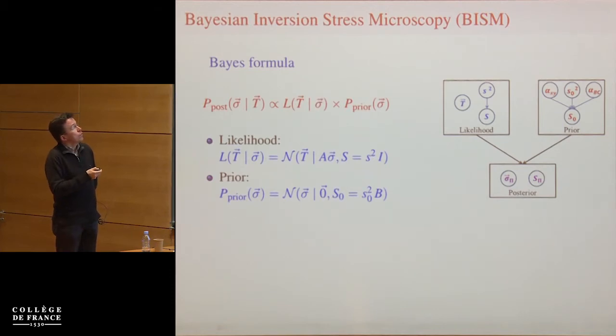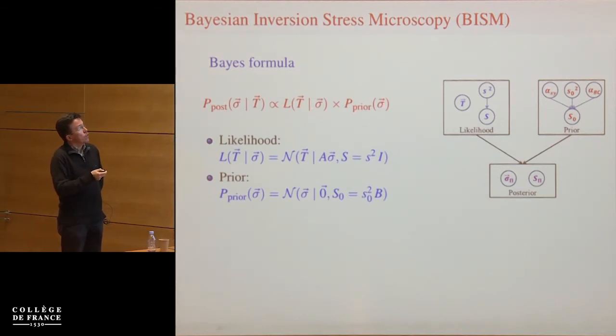One is called the likelihood function, which is giving you the distribution function of traction force given stress, and a prior function which embodies the additional knowledge that we may possess on the unknown, on the stress field.